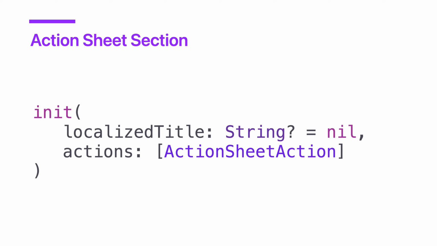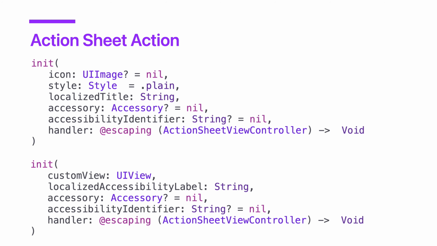You saw we can create sections. This is a standard table view section. It can optionally have a title, and then you pass in these actions in an array. Or if you just want to have one section, there's also a convenience initializer that just takes an array of actions. You don't need to actually create a section in the first place. And then the action itself, again, has two different initializers.